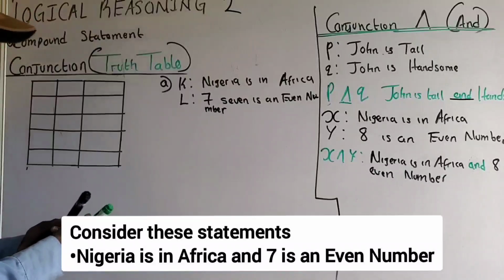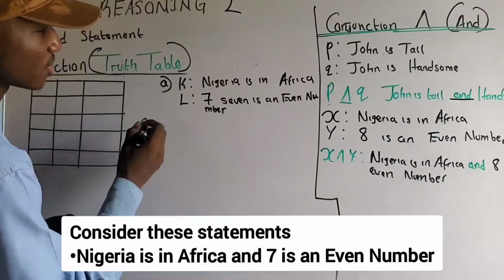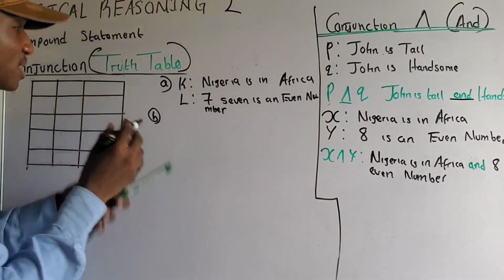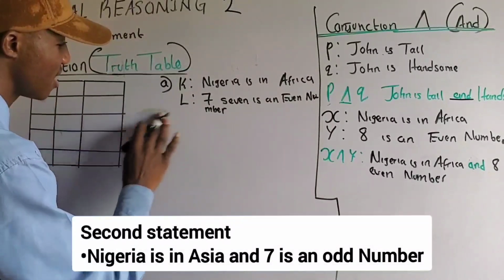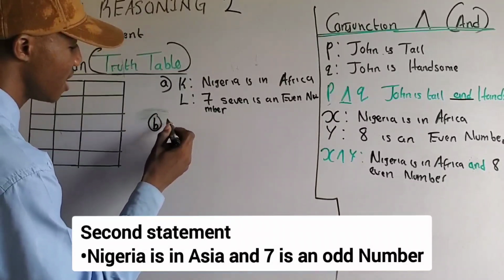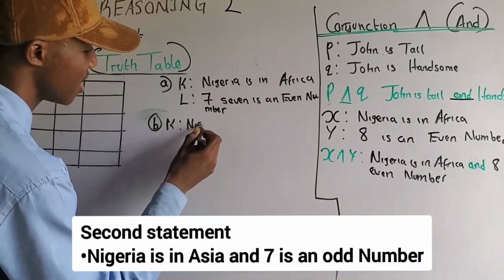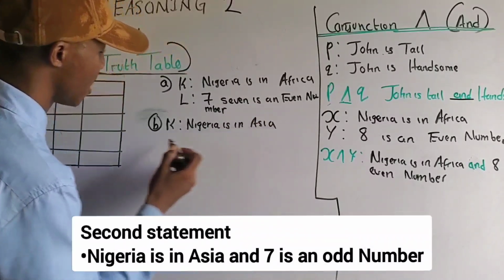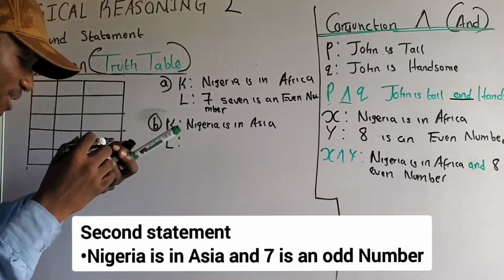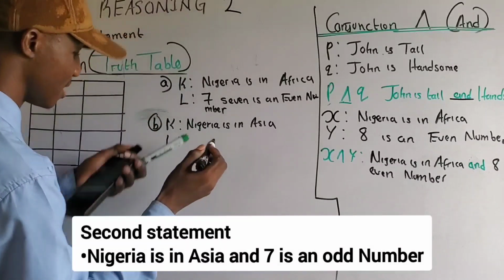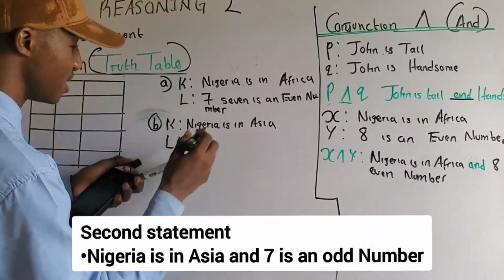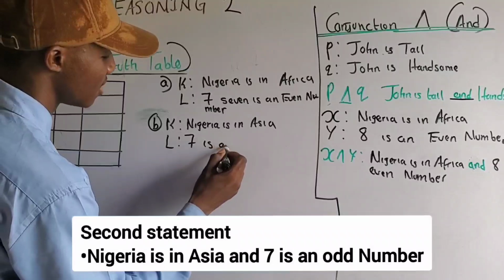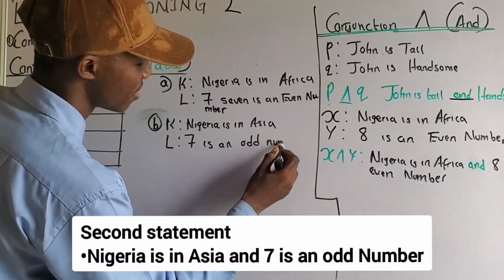Let us look at the second statement, statement B: Nigeria is in Asia and 7 is an odd number. K represents Nigeria is in Asia, and let us represent L as 7 is an odd number.